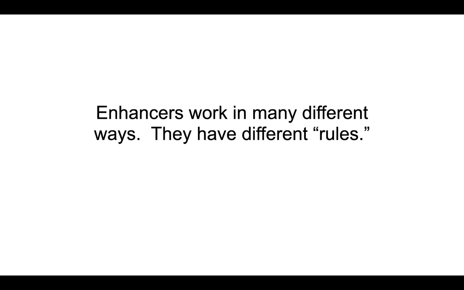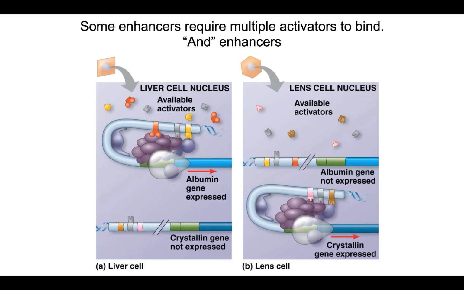Now, if we take a look at enhancers and regulatory sequences and control elements, we see that they have different rules. There are some, for example, where in order to get the expression or the activation of gene expression here, each one of the enhancers must be bound by activators. If you have just one activator binding, it doesn't work.